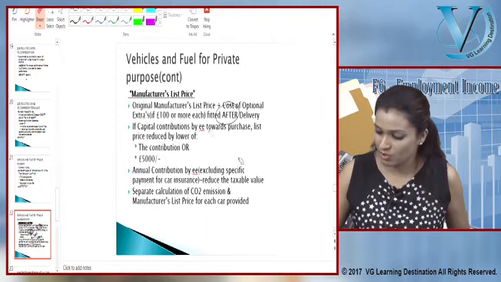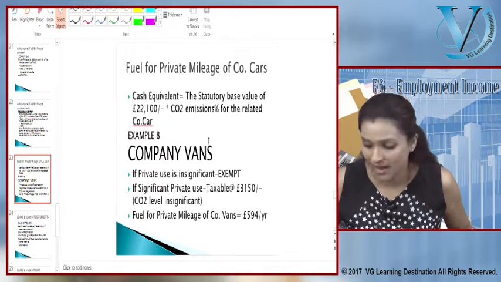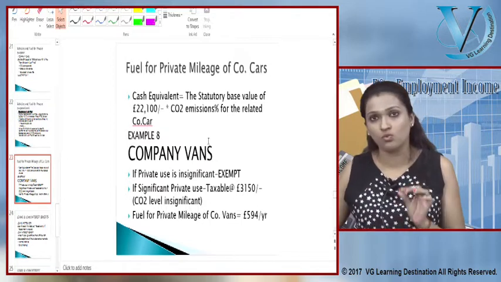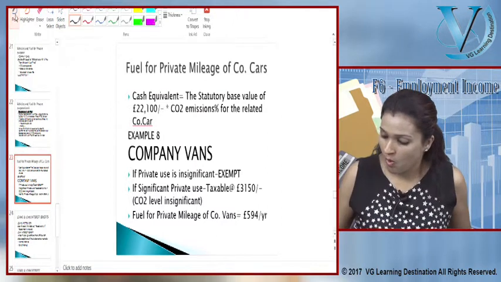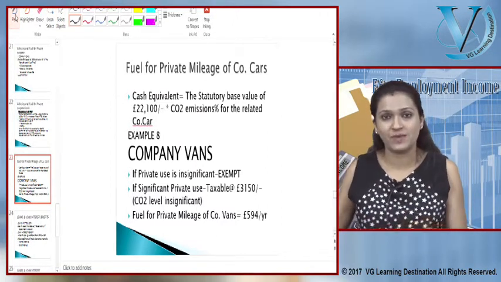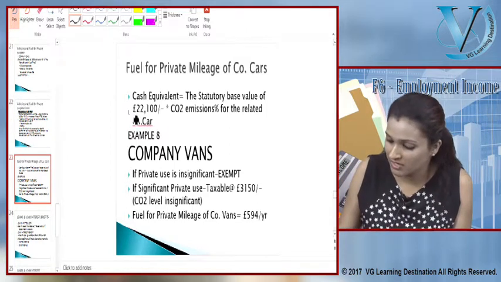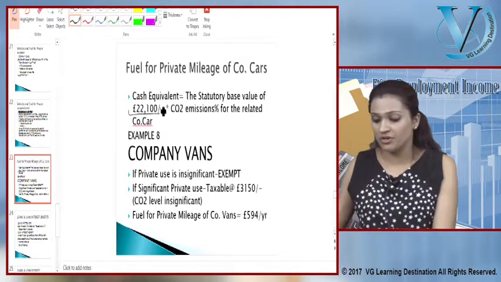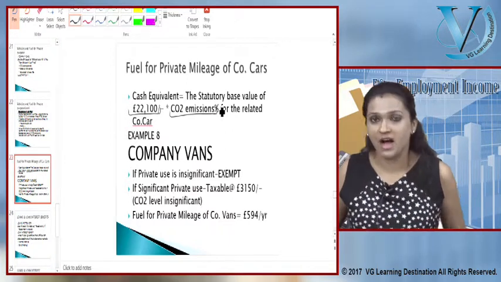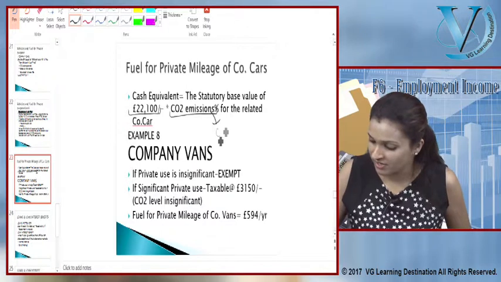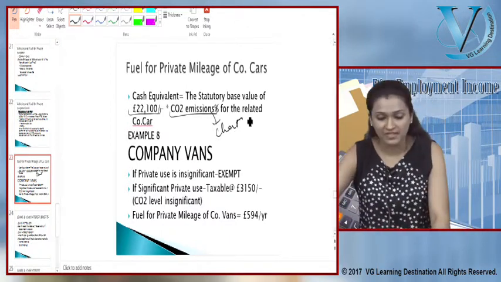So now let's have a look at how this gets calculated. The cash equivalent of this benefit is equal to what? It is the statutory base value, which is the beginning level of 22,100. This you need to multiply with the CO2 emissions percentage for the related car. You're going to look at the chart for it and multiply this with the CO2 emissions of the car.